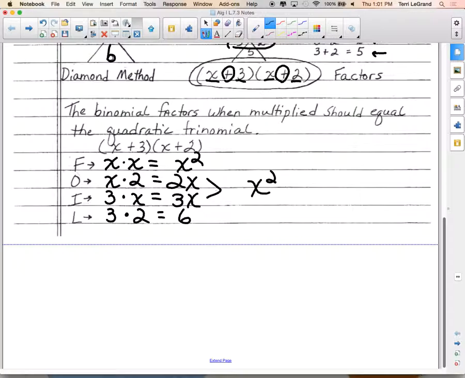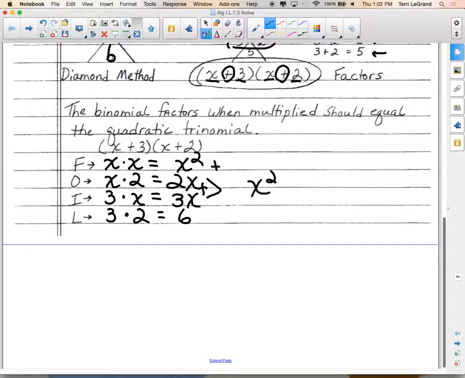Where does the multiplying to get C happen in FOIL? In the L step. 3 times 2, 6. Where does the getting the 5x happen in FOIL? The O step and the I step add up to 5x.